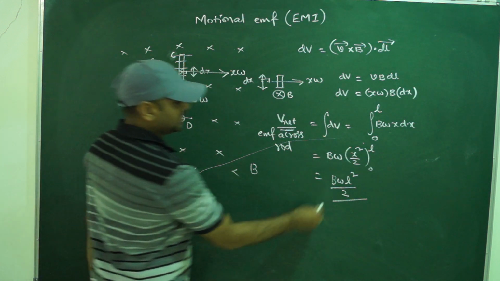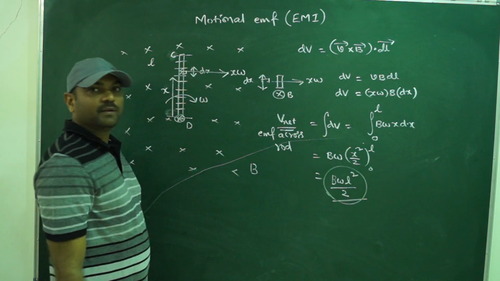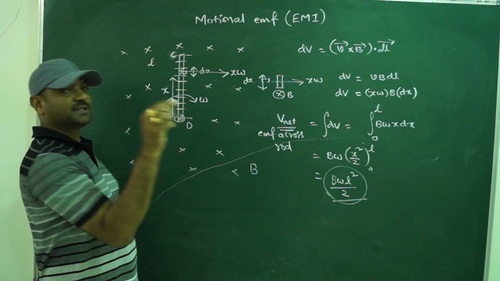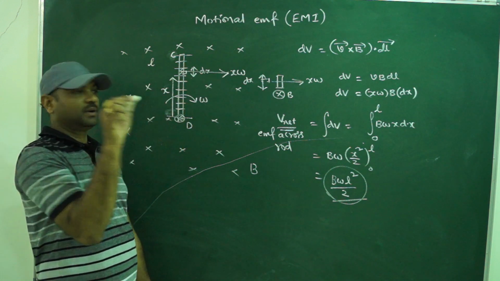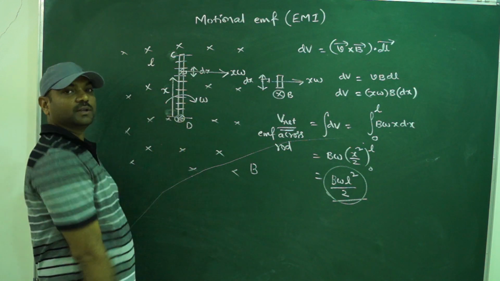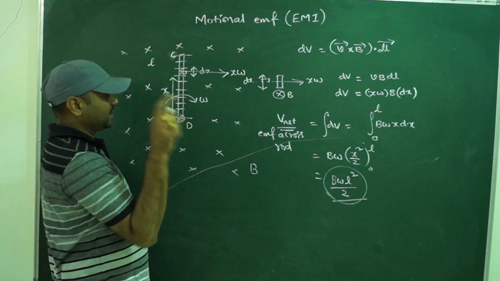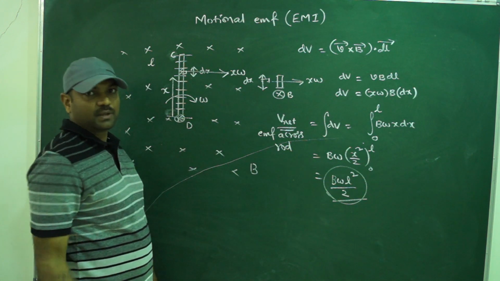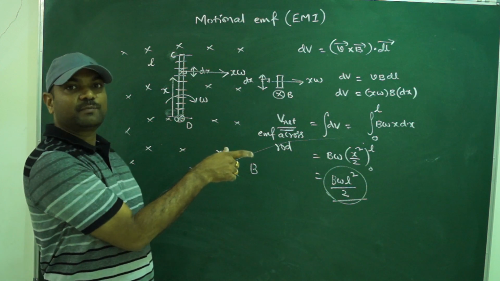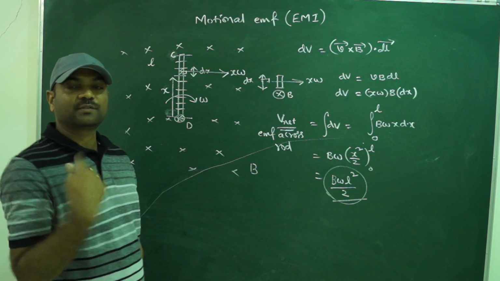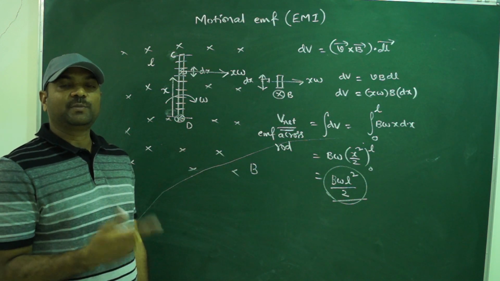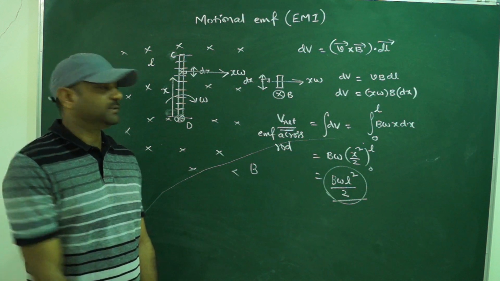But remember, you can directly apply this formula whenever the rod is rotating about an axis perpendicular to the rod and passing through one end of the rod. Whenever it is about one end of the rod, you can apply this. Now this is the magnitude of potential difference across the rod. But the question is, which end is at higher potential and which is at lower potential?